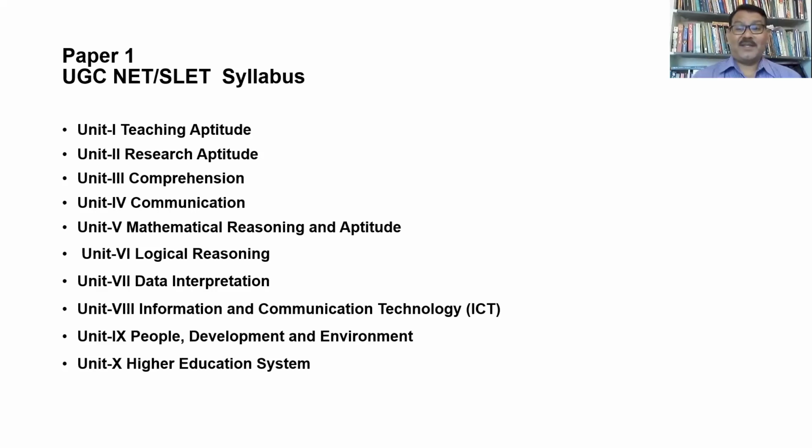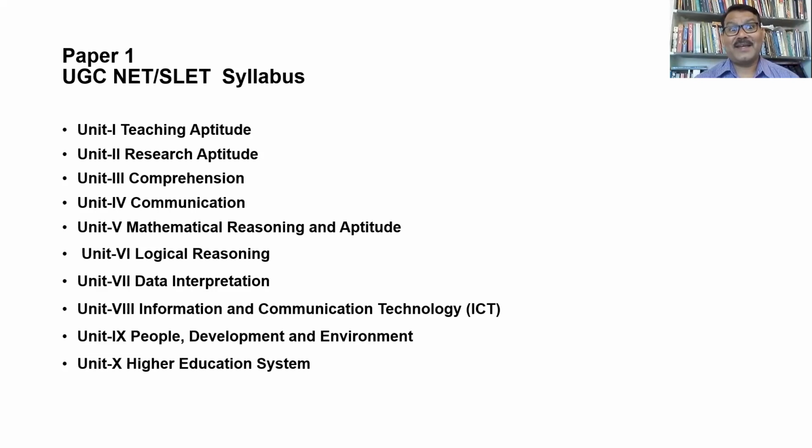Irrespective of your discipline, you are supposed to have minimum mathematical reasoning and aptitude, whether you are an arts teacher, or a commerce, or a management, or science. Minimum mathematical reasoning and aptitude is necessary, and such components are included in paper one. And logical reasoning is equally important. And next, the data interpretation.